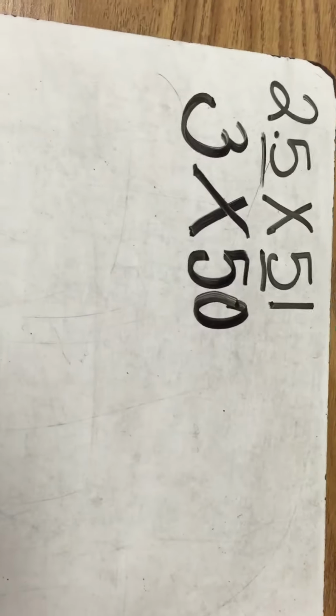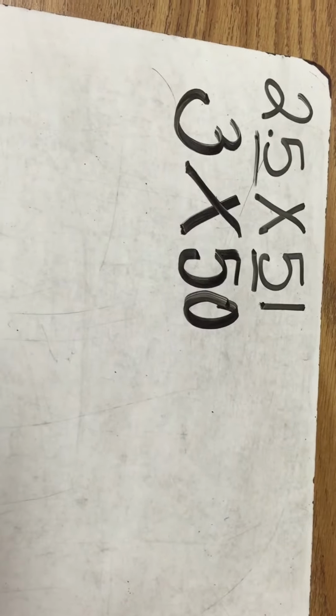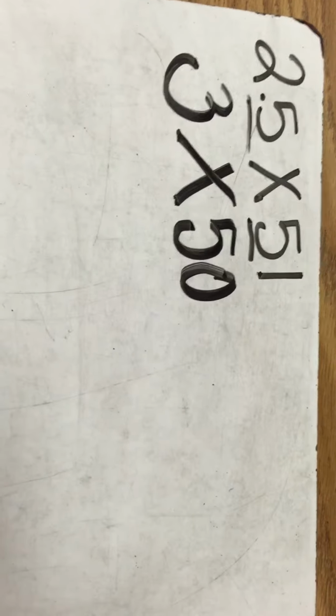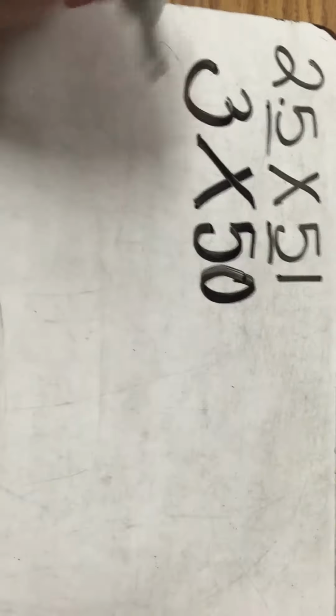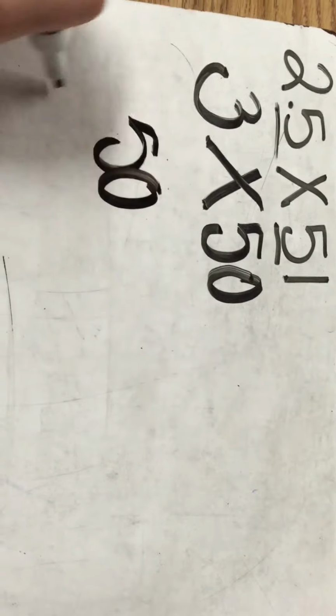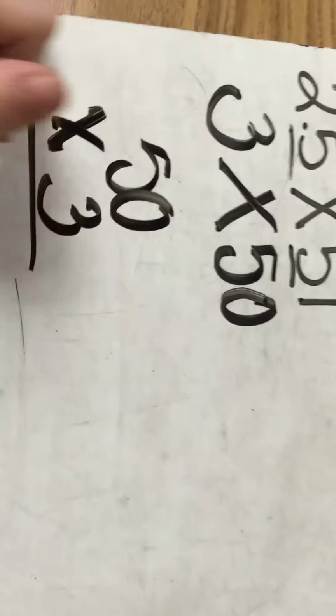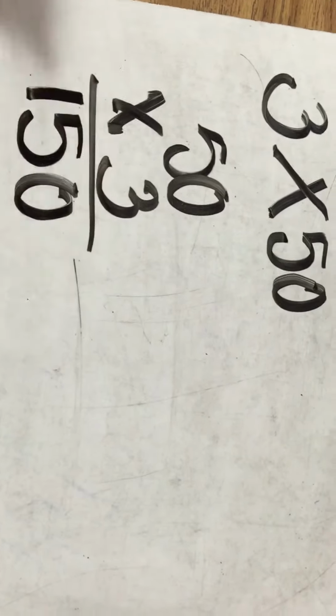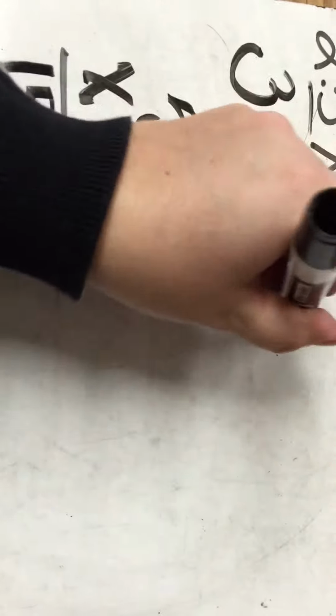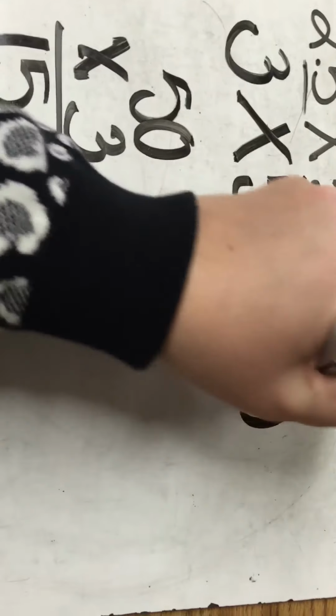Now we have nice even numbers that are easy to multiply. 3 times 50, I can do that in my head. Some of your students may be able to do this in their head. But if you need to, you can go ahead and write it out as a standard algorithm and do 0 times 3 is 0. 5 times 3 is 15, getting your final answer of 150.